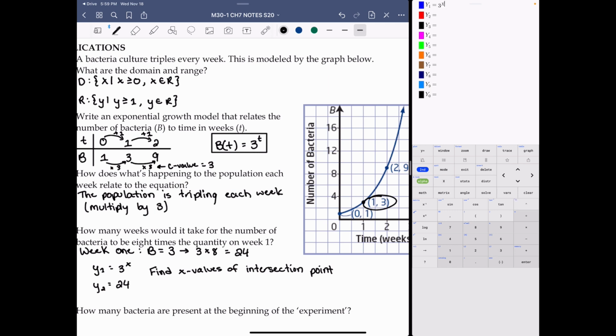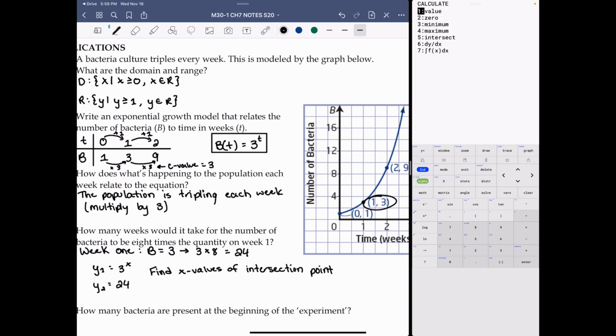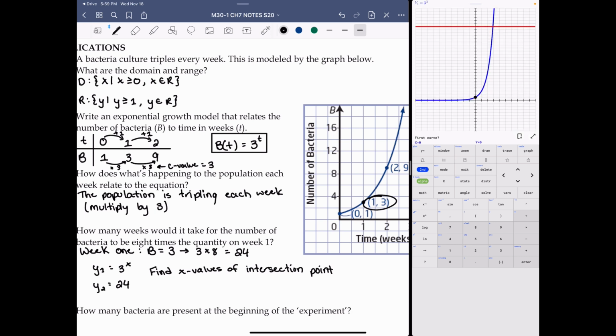Three to the power of x for y1 and y2 is 24. Graph that. I probably need to change my window. I need to go up at least to 24, so I'll go to 30 and graph that. There we go. Second trace, number 5. Enter, enter, enter. We get x is 2.893, or x is approximately equal to 2.9 weeks.